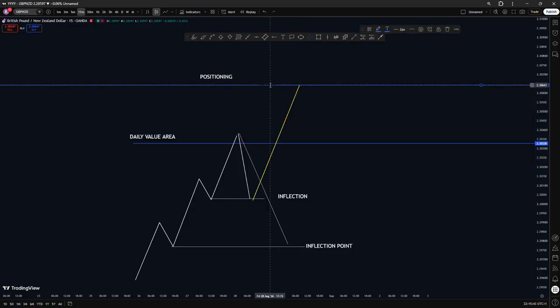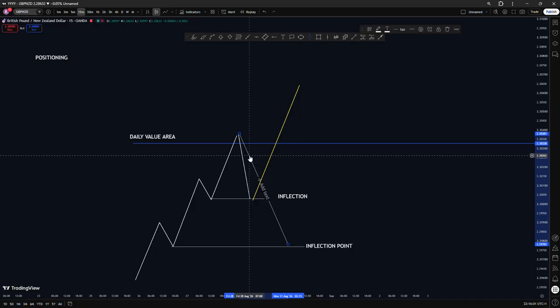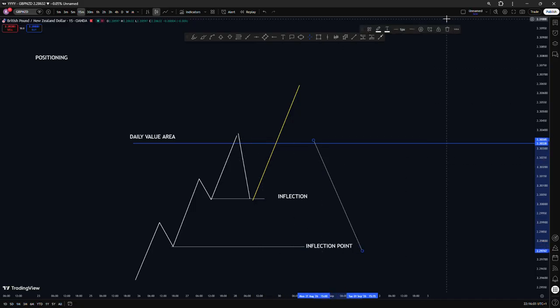Let me get rid of this line here. We're discussing positioning. Once price gets to this place, we don't know if it will keep going up or if price will keep coming down. But one thing we are aware of is that we have our inflection point. Now, how do we make profits within this window of opportunity? So what we are looking for is this.